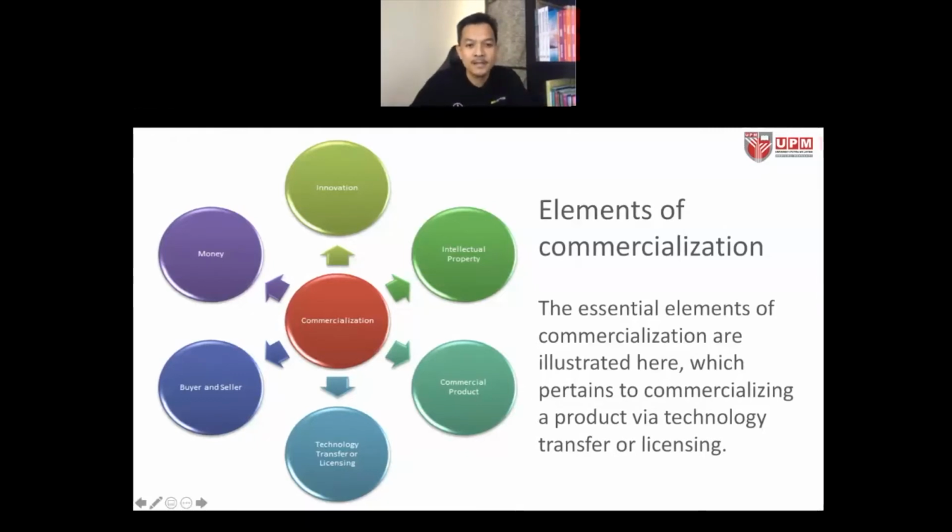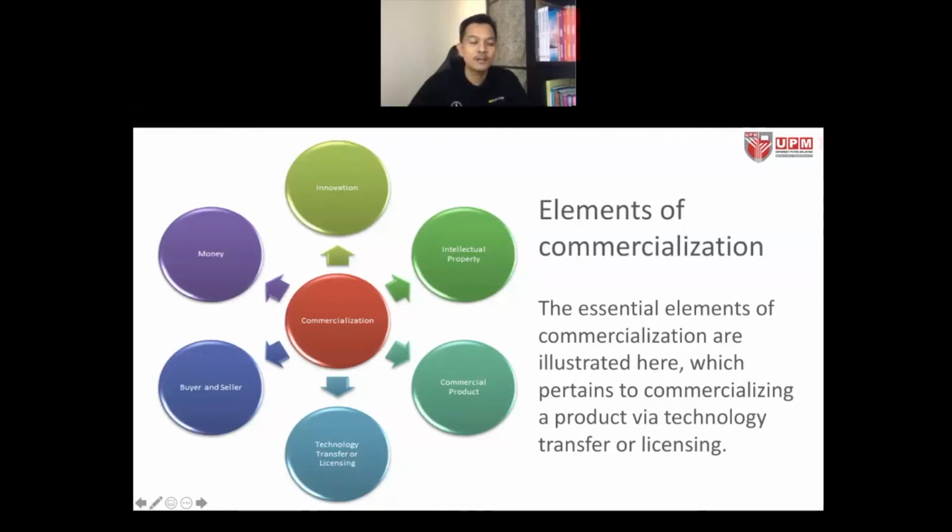protection. Okay, and then it goes into the commercial product. So you are going to prepare the product to become a commercial product. It's no longer a prototype, it's no longer a lab-based product. It is a commercial product, meaning that it has already been packaged to be suitable to go into the market. And then of course the stage of the technology transfer or licensing of the commercial product itself, and you have the element of buyer and seller, right? And of course it involves monetary exchange.